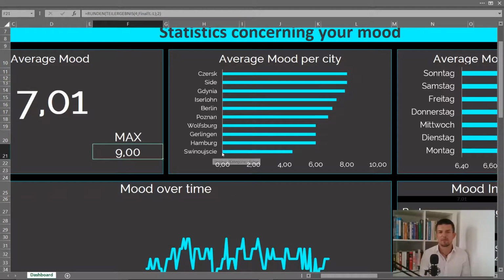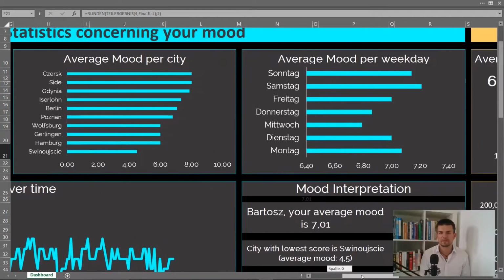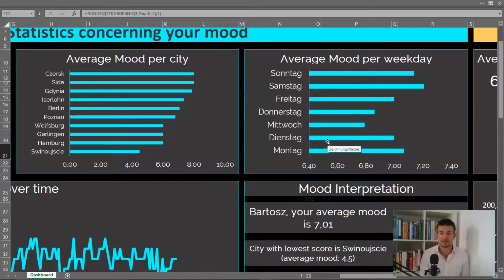So what we see is that my mood is connected to meeting my family and my friends, and it's a little bit decreasing when I have to work. Then let's take a look at my mood per weekday. So what does it show us?